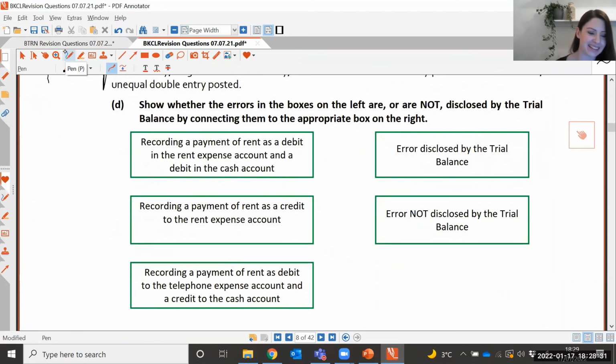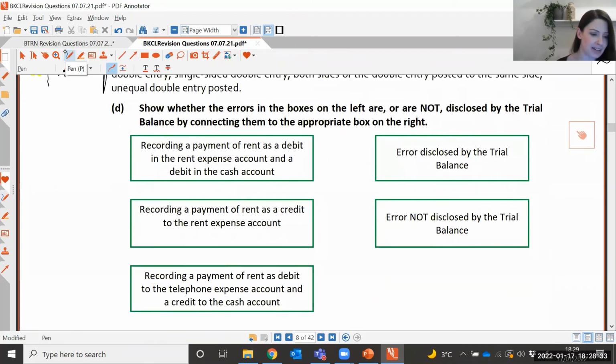Okay, and then the last part D, so show whether the errors in the boxes on the left are or are not disclosed by the trial balance. So the first one, recording a payment of rent as a debit in the rent expense account and a debit in the cash account.